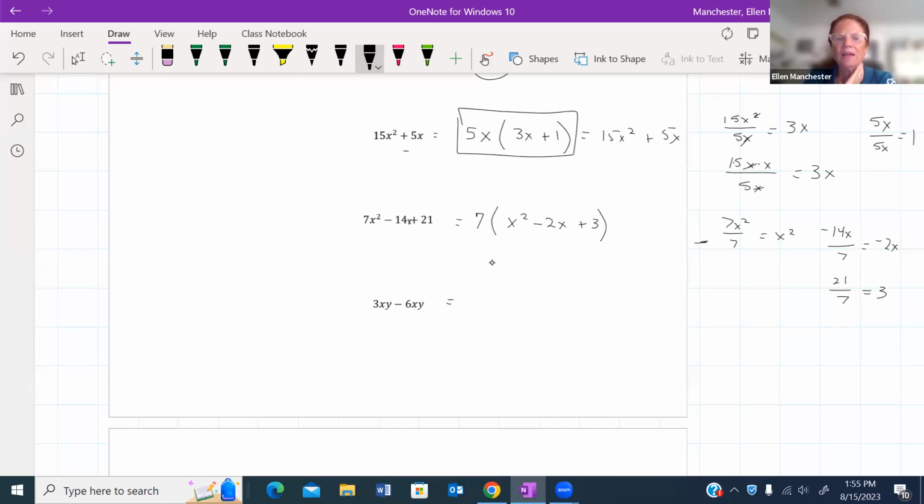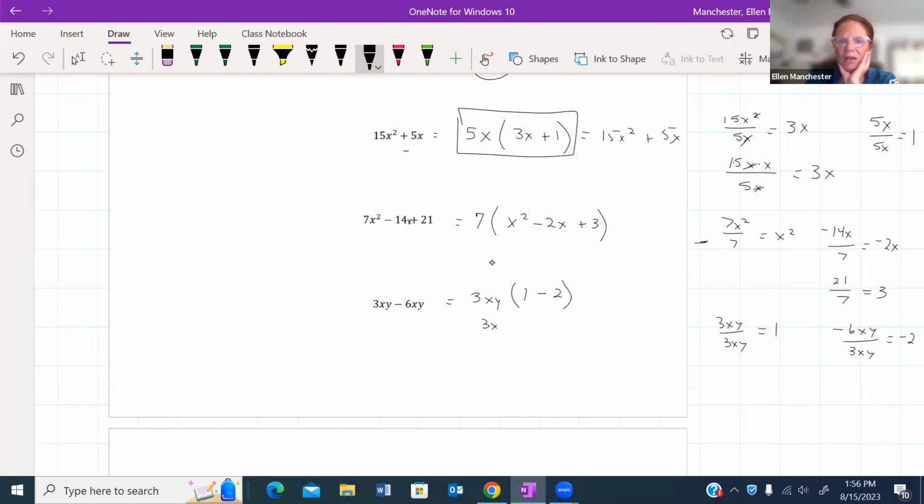Okay. All right. Now we have two variables. This is a polynomial in 2 variables, so you do the exact same thing. What do they have in common? They have a 3 and they have an x and a y in common. When you divide 3xy divided by 3xy, you end up with 1. When I divide negative 6xy divided by 3xy, I end up with negative 2. So it's 1 minus 2.